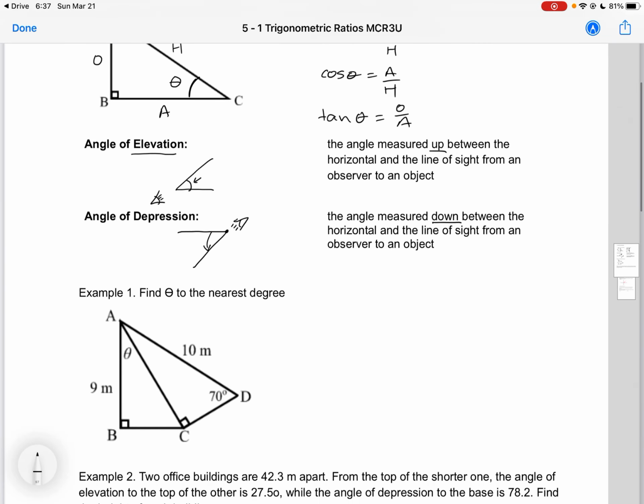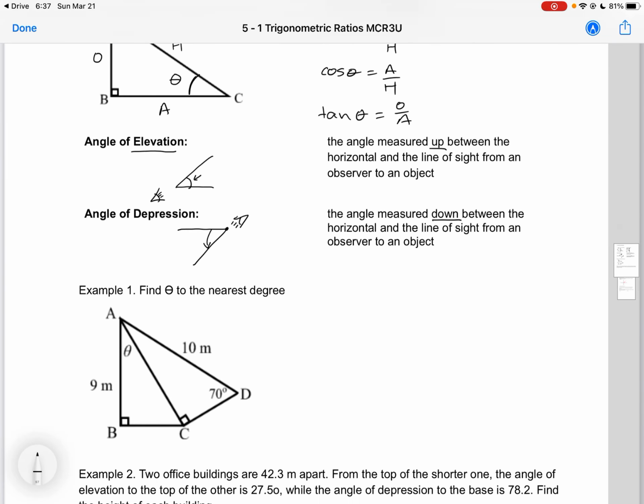So let's do an example here. Find theta to the nearest degree. So if we work backwards, I'm looking at my theta triangle. Really, if I knew what this side length was, little side b, I would be able to solve for theta. So let's take a look at my other side here. What I notice is that I can use the information that I'm given to actually solve for little side d, which is equal to little side b.